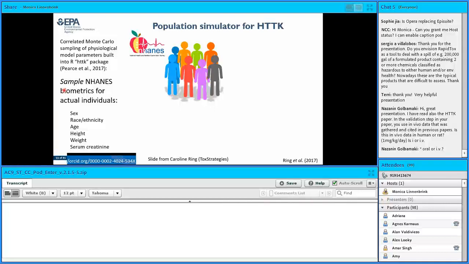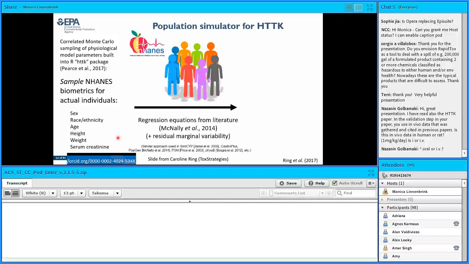So the way we do that was developed by Dr. Carolyn Ring, now at Tox Strategies, but she was a postdoc at the EPA. And she uses the Centers for Disease Control National Health and Nutrition Examination Survey. This is a rolling survey of about 10,000 Americans every 2 years. It's what I compare it to see how fat I've gotten relative to everyone else. Fortunately, America's keeping up with me. Good job, America. It measures biometrics like sex, race, ethnicity, age, height, weight.